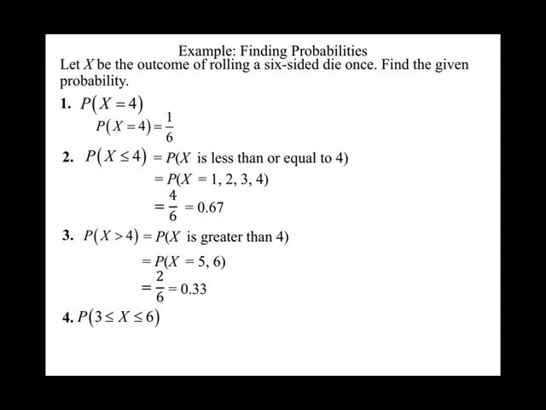Last one. The X has to be between 3 and 6. So this just means we are looking for X equal to 3, 4, 5, and 6. So that will be 4 out of 6, which is going to be 0.67. That's it for section 5.1.